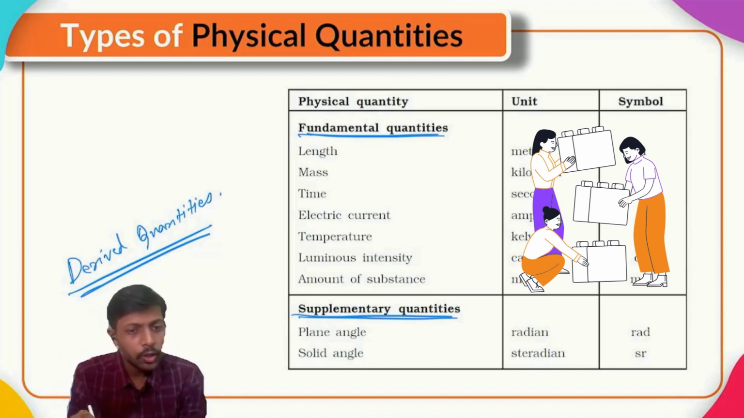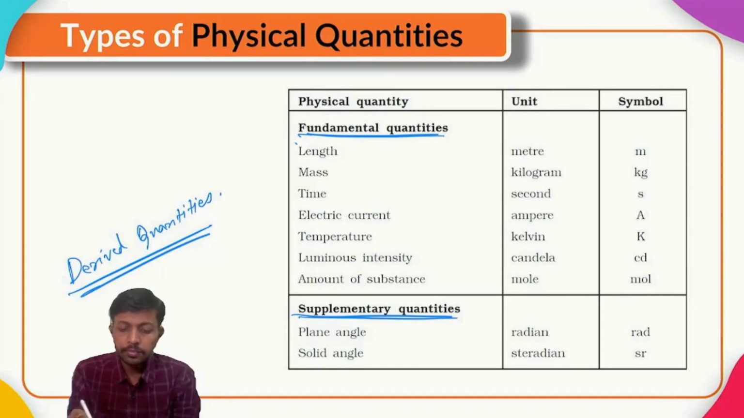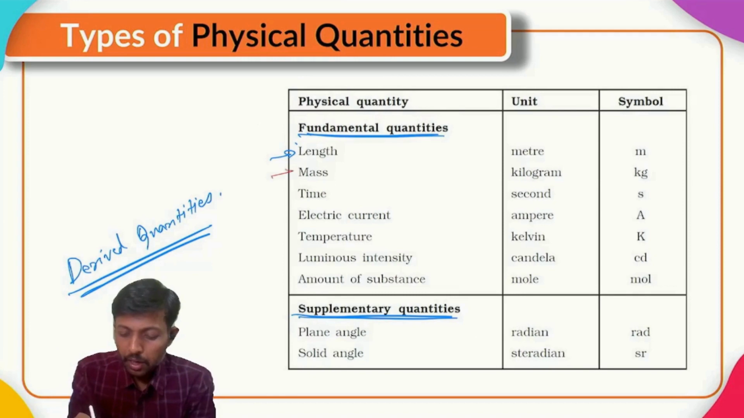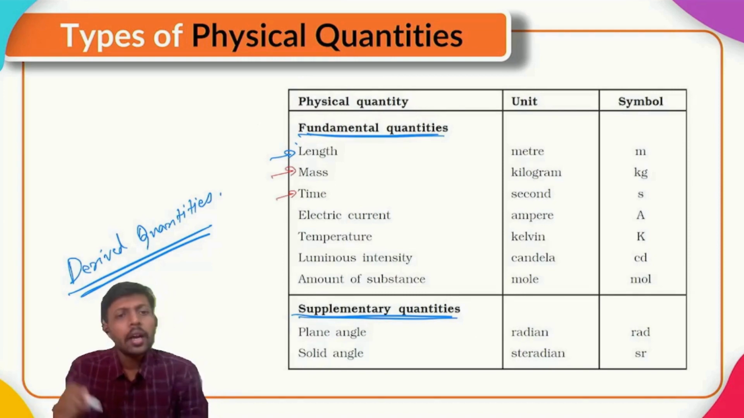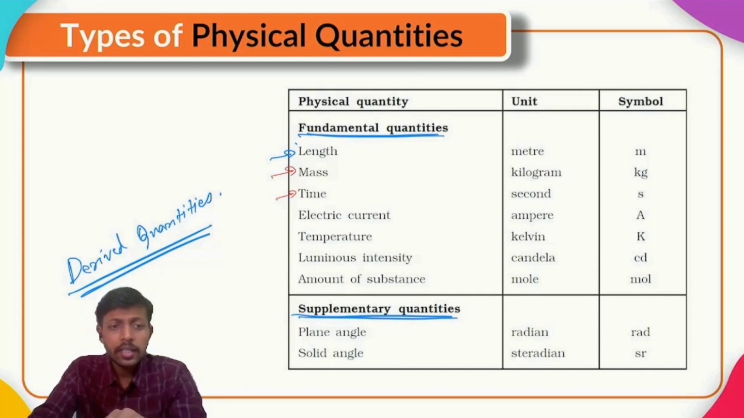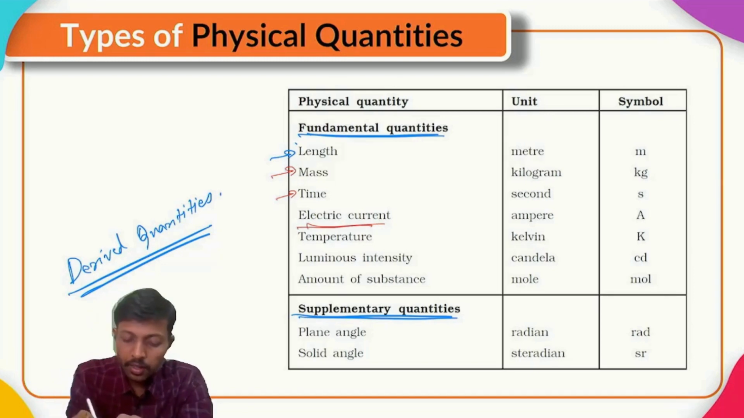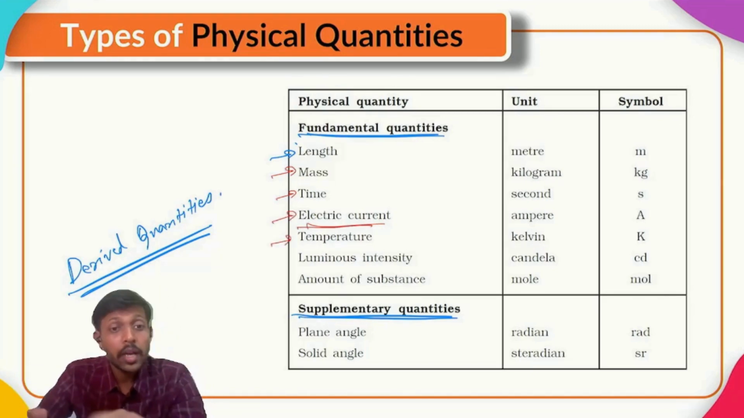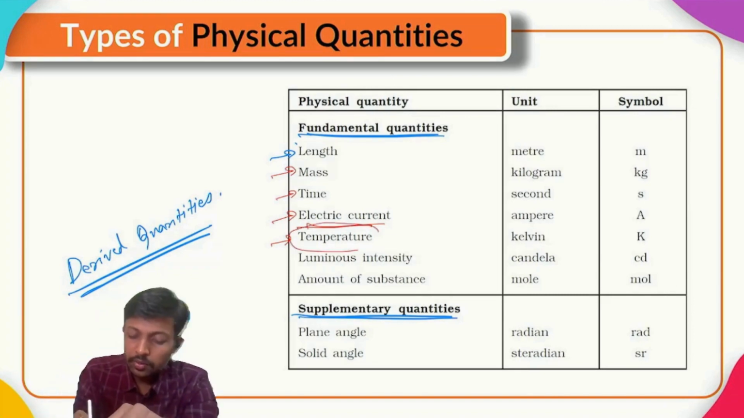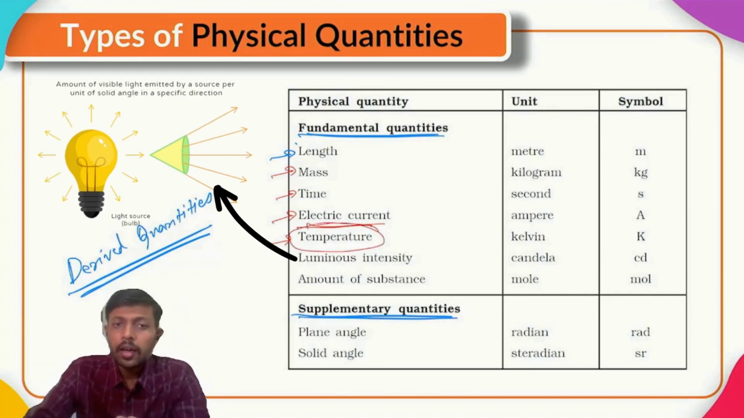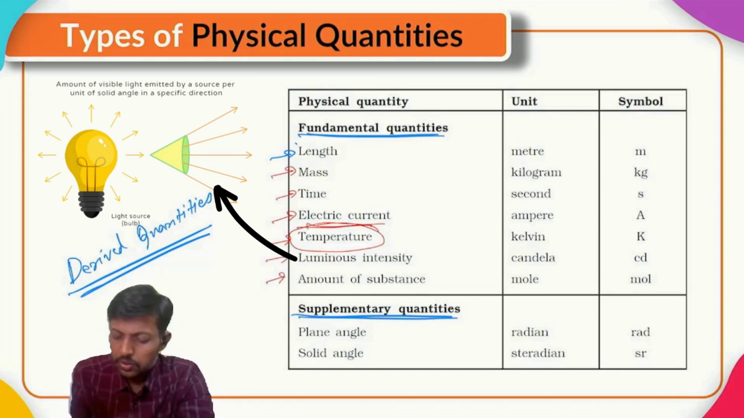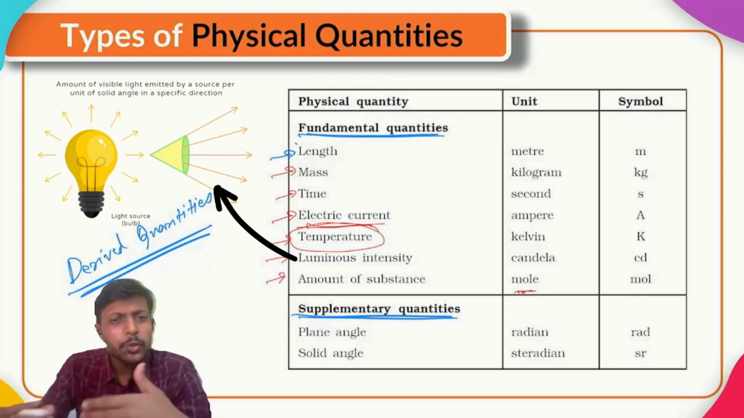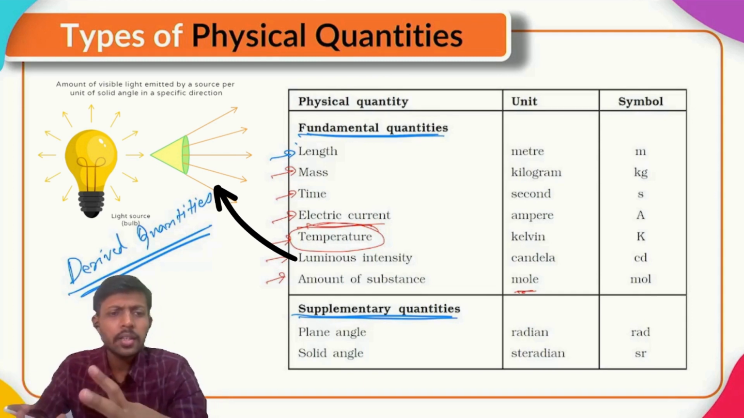So, what are those building blocks? We have length, mass, time, and electric current. All the things relating to electromagnetism would require electric current to be expressed. Then temperature. When we dive into thermodynamics, we would need this fundamental quantity. Then luminous intensity, and amount of substance, which is mole. So these have been considered as fundamental quantities.